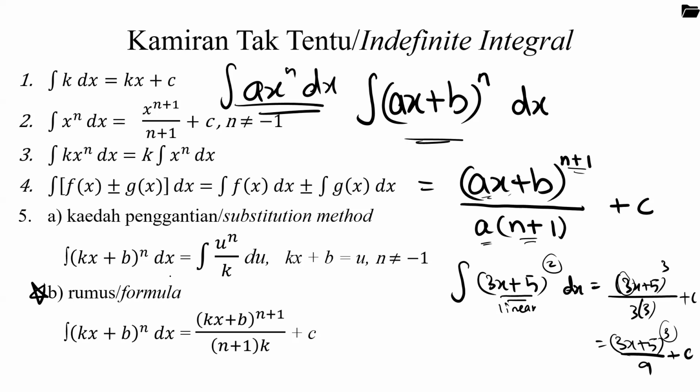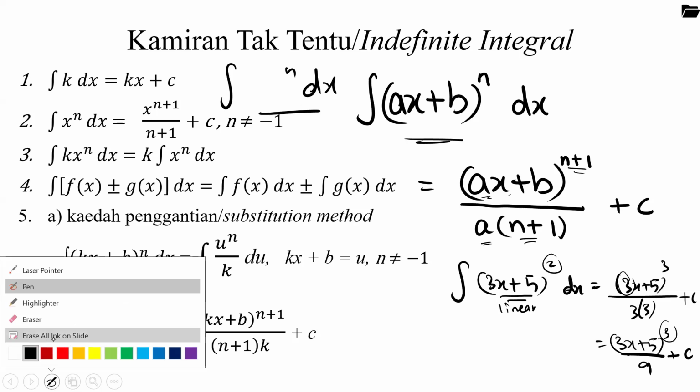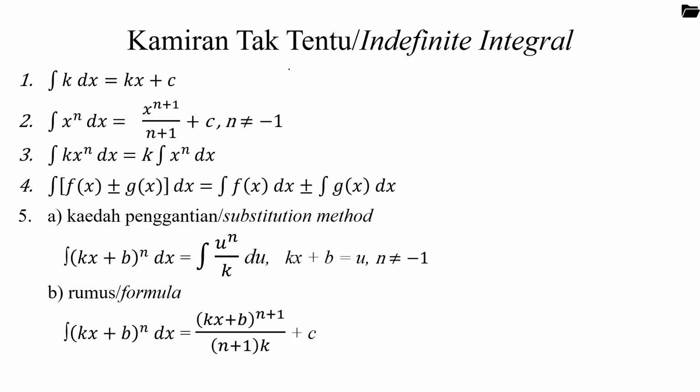Another is the substitution method. This one is a little bit complicated, okay, let me explain the substitution, but we don't use that. This is for extra knowledge only. So that's why we substitute u equals kx plus b. And then after that, du by dx equals just k.